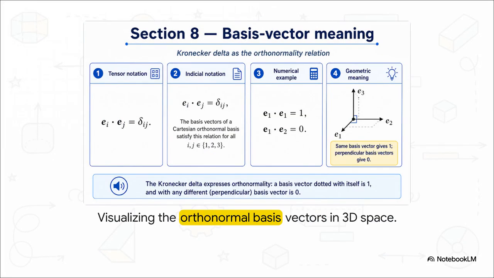Now let's ground this in physical space. What does this actually look like? In tensor notation, the dot product of two basis vectors e sub i and e sub j equals delta sub ij. Geometrically, this symbol literally stores orthonormality. That means the same basis vector dotted with itself gives you a 1, while any perpendicular basis vectors give you a 0. For example, e1 dotted with e1 is 1, but e1 dotted with e2 is 0 because they're totally orthogonal in 3D Cartesian space. The Kronecker delta is the mathematical embodiment of a perpendicular unit-length coordinate system.